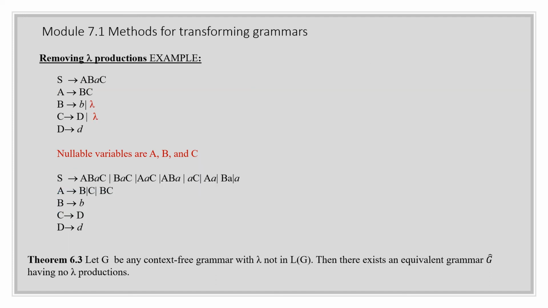So the grammar, of course, is nice and neat here. I have the A, B, A, C, the B, A, C, the A, A, C, the A, B, A, A, C, B, A. This should be italicized, but you can still get the idea. And the new grammar is down here. So that's an example of how to remove lambda productions.